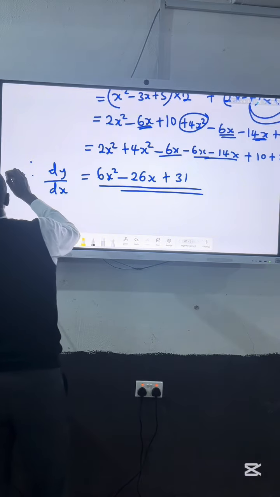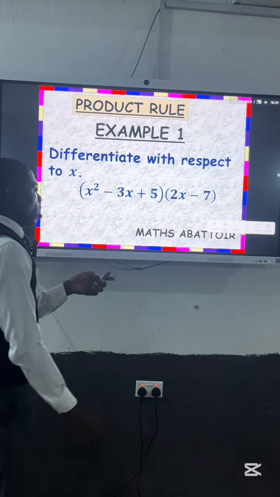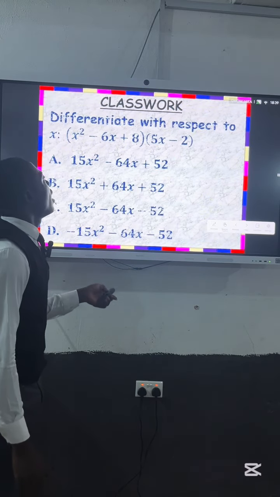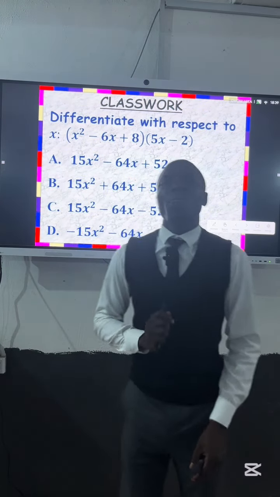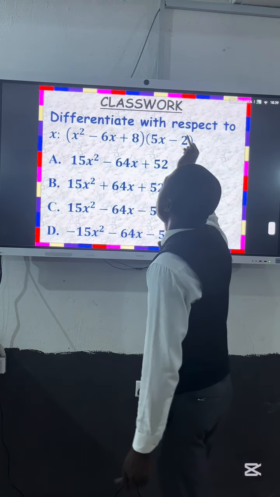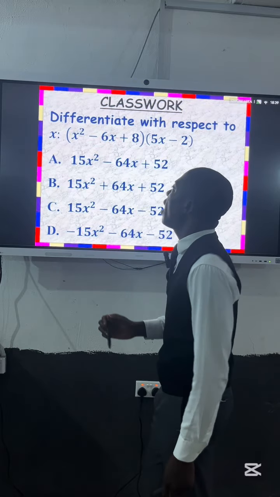Alright, so let me give you something that you will do now, and then ensure you submit when you are done. Alright, so we have it there. So let's have this. This is for u. Alright, so differentiate with respect to x. This is the function you are going to differentiate. And then when you are done, carefully check the one that matches your answer.